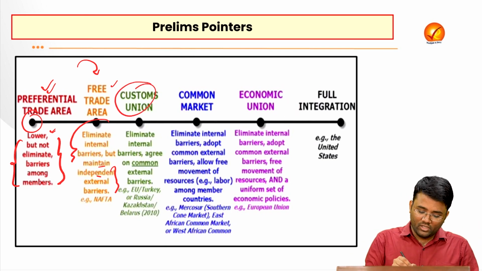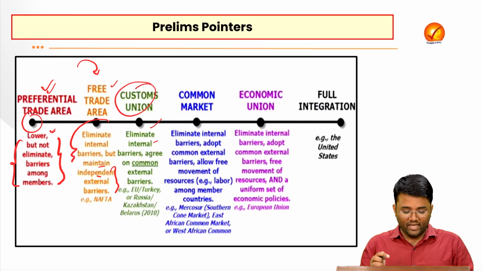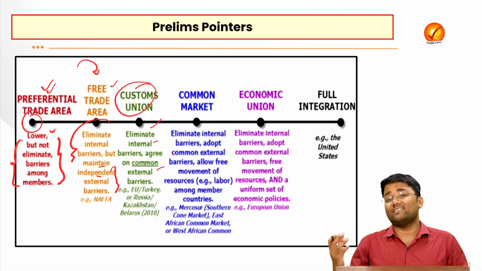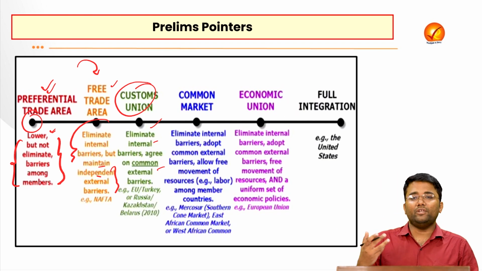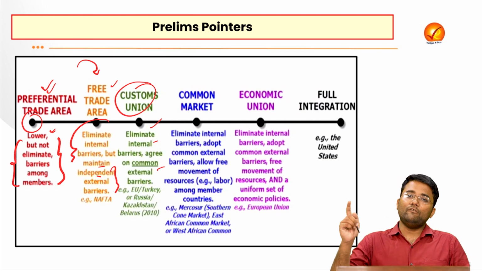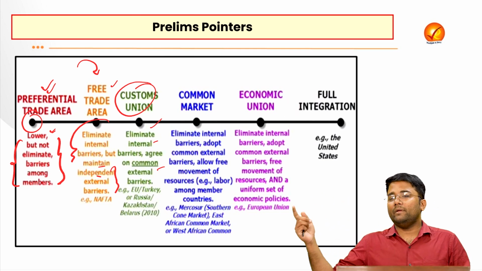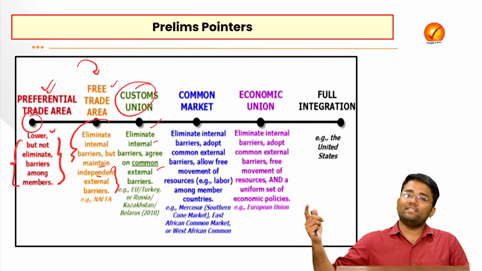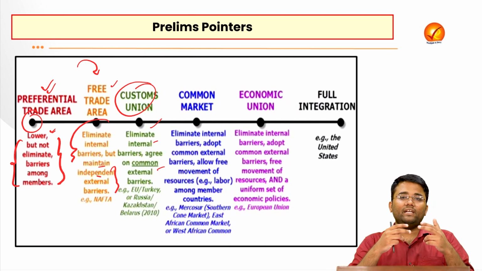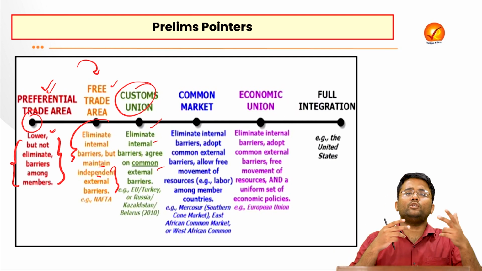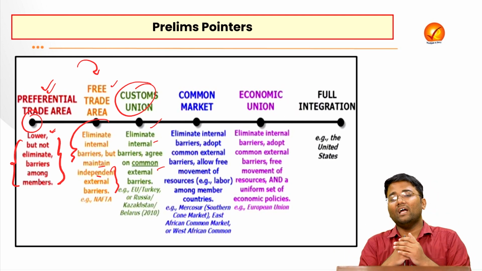Then there is customs union, where we will be eliminating internal barriers. We will also be agreeing on common external barriers, like for example the European Union, where they have also agreed on common external barriers. What tariff India will impose on Australia or any other country will also be decided when India and the UK, or any two countries or groups of countries, go for a customs union.